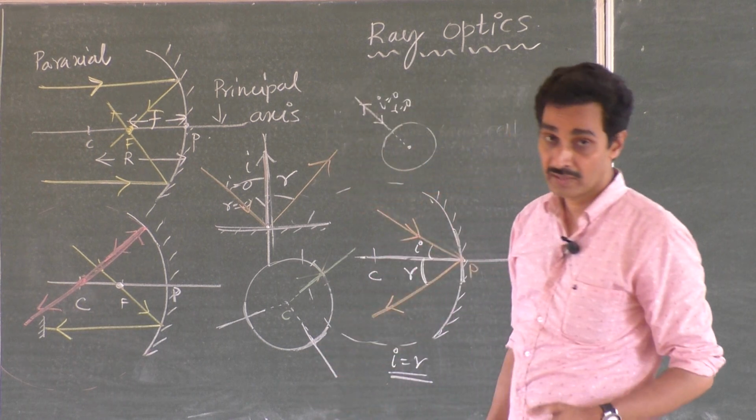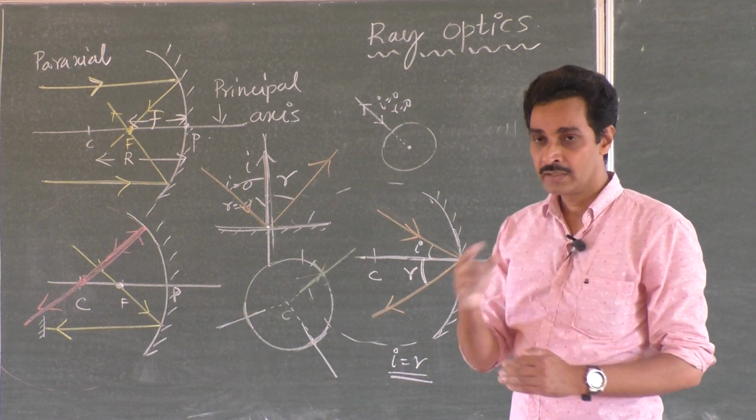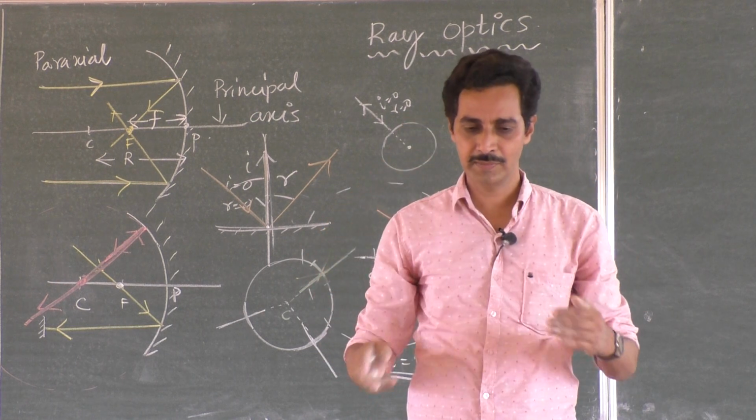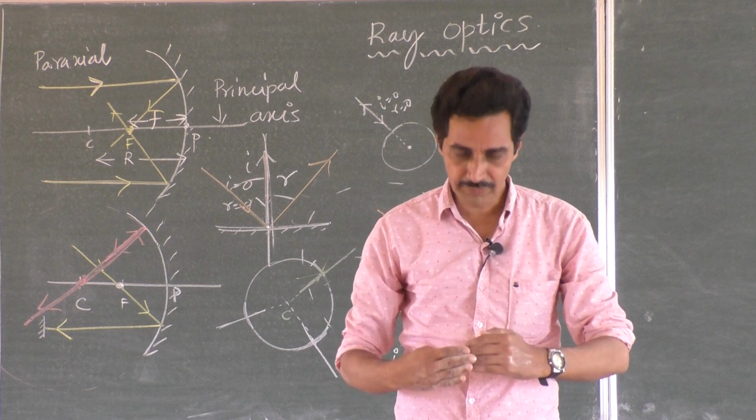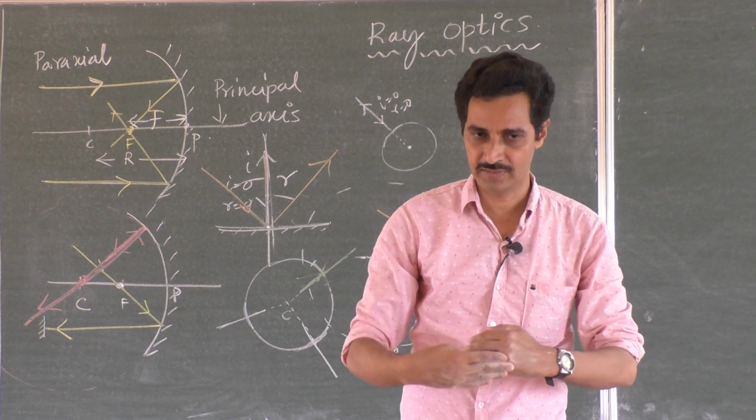Now we will take a convex mirror. What is a convex mirror? You just see the rear view mirror in vehicles, especially two-wheelers. There will be a mirror and you can see that, you can touch it. It always reflects from the outer surface, the convex surface.